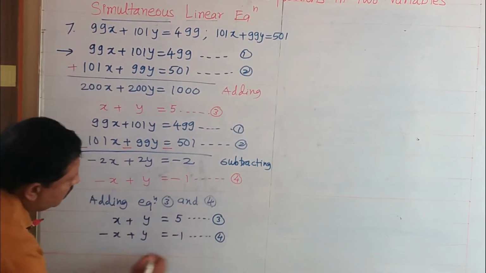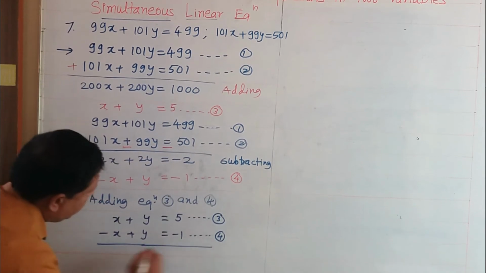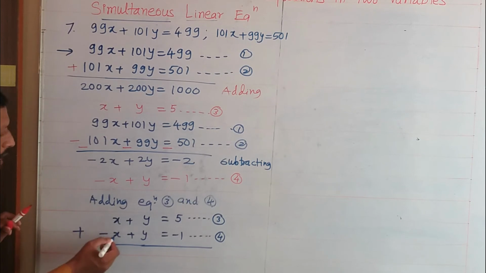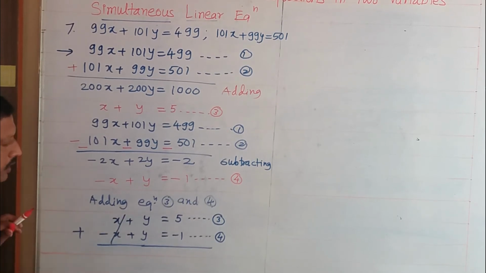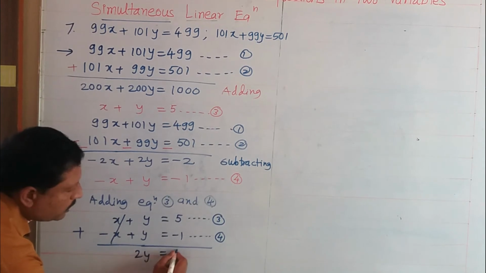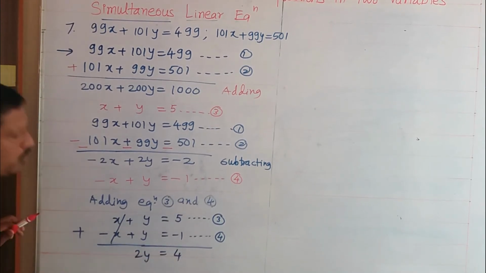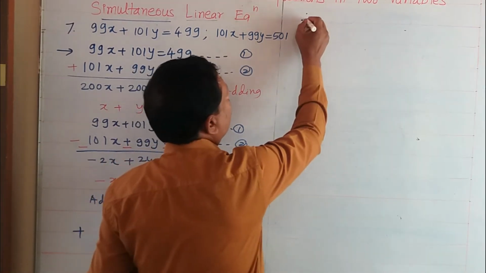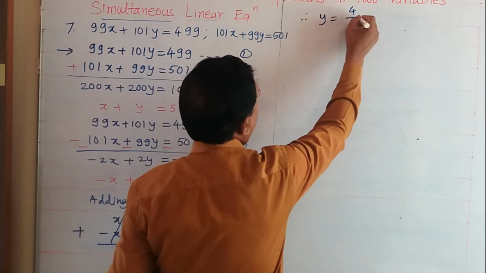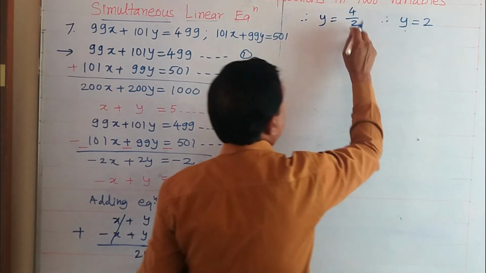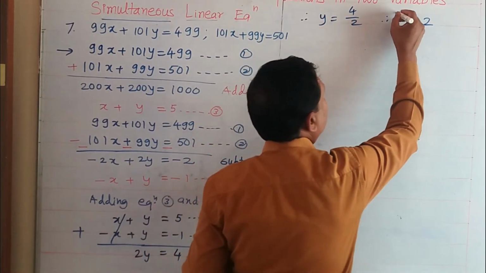equation number 4. We are doing addition here. While adding, the sign does not change. x minus x will be eliminated, so we get here 2y is equal to 5 minus 1 is equal to 4. So y is equal to 4 upon 2. Hence the value of y is equal to 2.